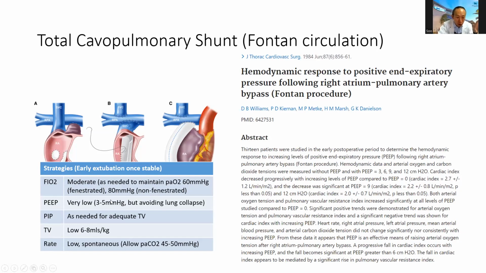PEEP, we use very low PEEP, same as earlier in Glenn shunt, and then PIP adequate for tidal volume, low tidal volume strategy, and low rate allows spontaneous breathing. And again, the CO2 we allow a bit highish. But actually many ways to try this out also. No matter how, the easiest way to get a patient post-Fontan to have good cardiac output is by extubating the patient.